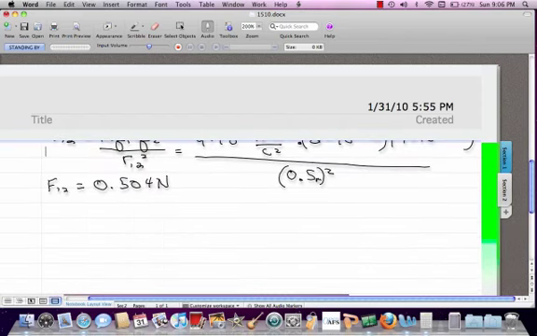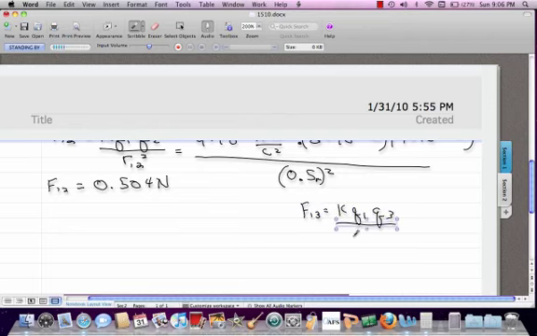Now let's find F13. F13 is equal to K Q1 Q3 over R13 squared. When I plug in those numbers, I find that F13 is equal to 0.288 newtons. So now on this charge Q1, I have a force that looks like this, and I have a force that looks like this. Now how do I add them up?